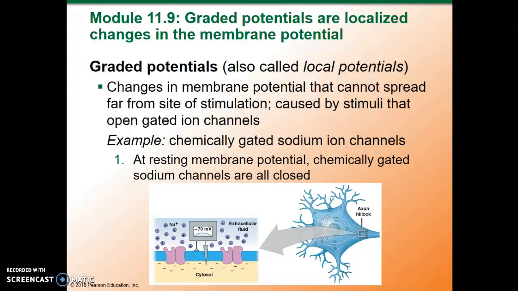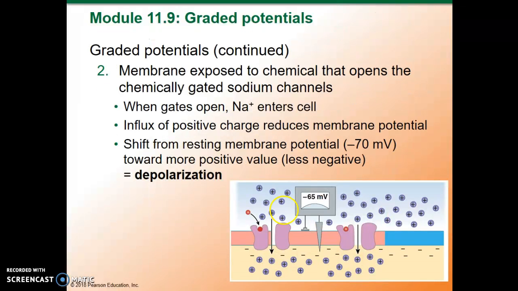For example, chemically gated sodium ion channels. At resting membrane potential, the chemically gated sodium ion channels are closed. The membrane is exposed to a chemical that opens the chemically gated sodium ion channels, and sodium rushes into the cell. When those positive charges enter the cell, it's going to reduce the membrane potential. That is, it's going to make it less negative. For example, negative 70 to negative 65 millivolts. When the membrane potential becomes less negative, it's called depolarization.